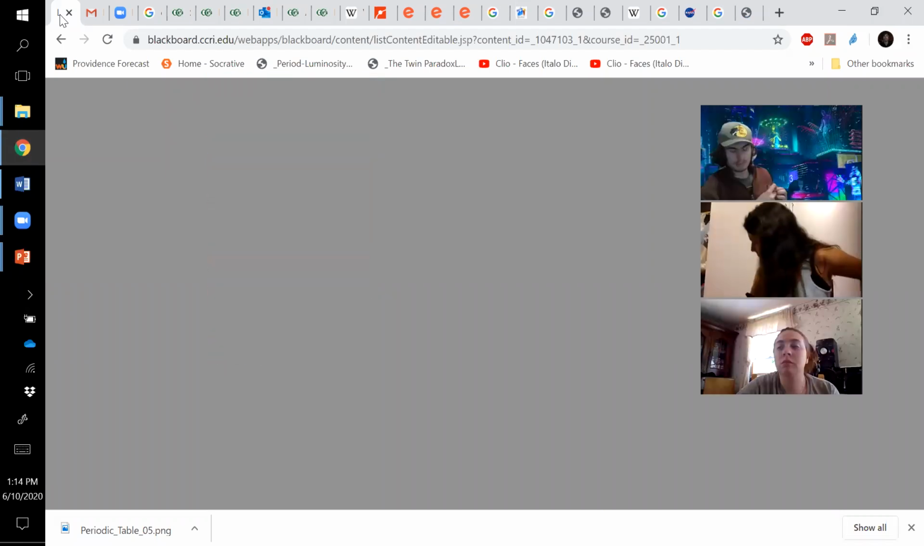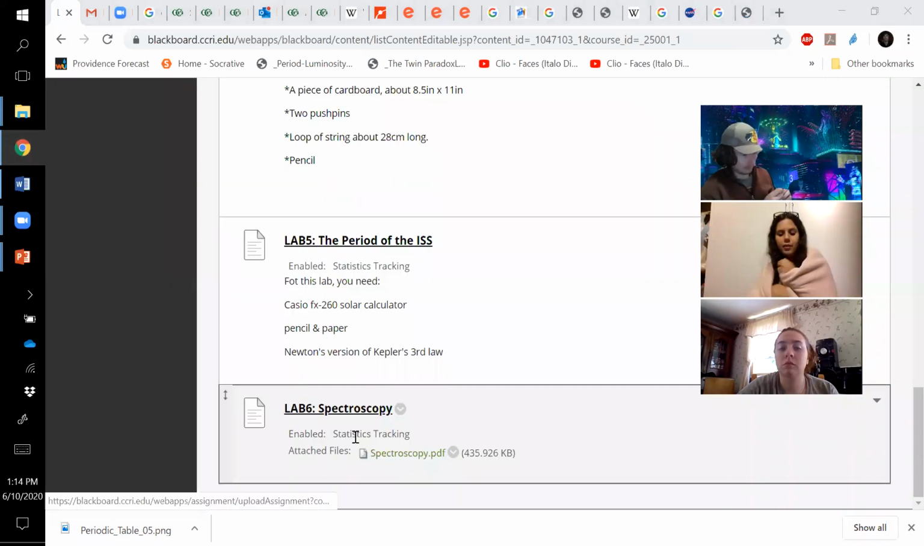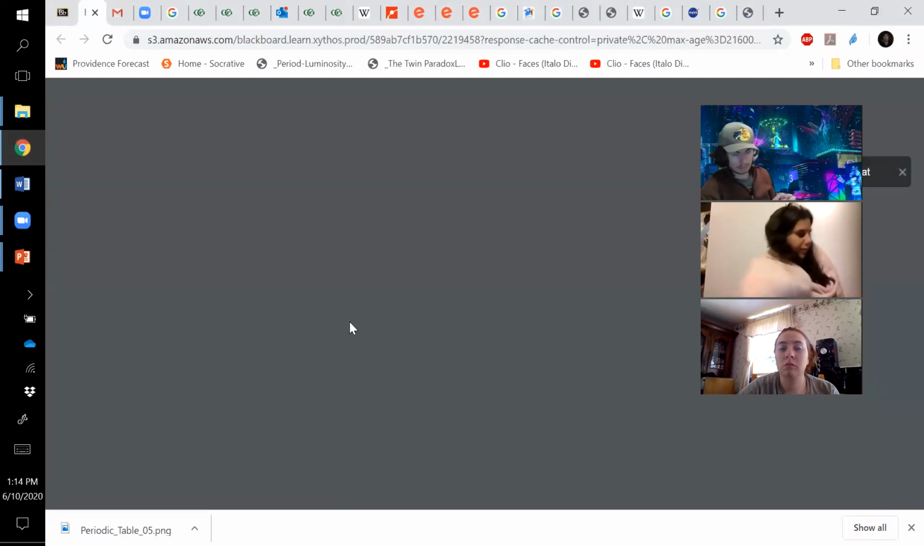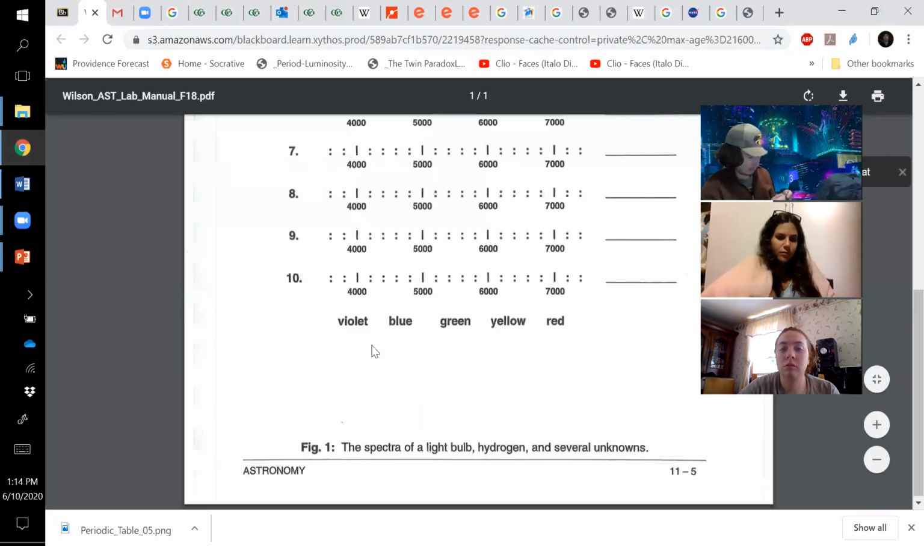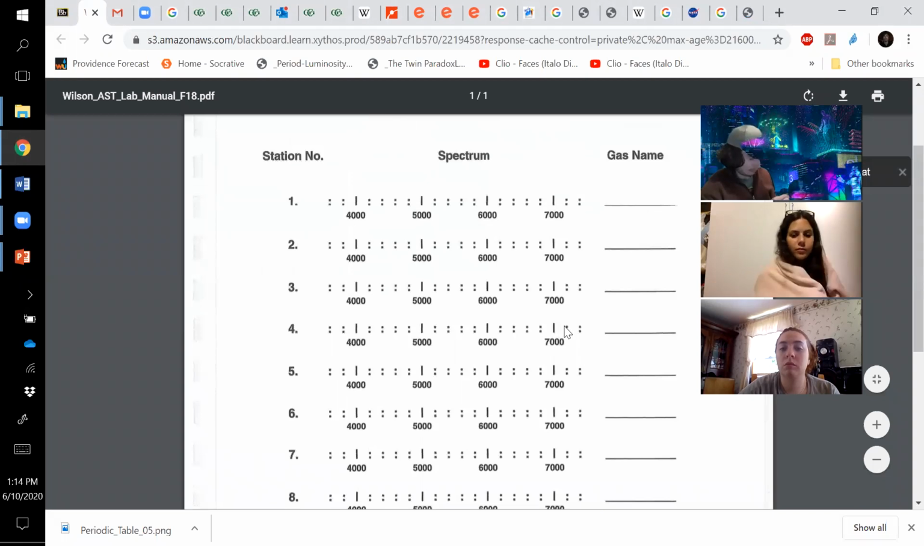It should actually just be a single piece of paper. It says LAB6 spectroscopy. If you open that up, you should just get a single piece of paper. What we're going to do is look at the spectrum of a bunch of different elements, and we're just going to draw in colored lines.